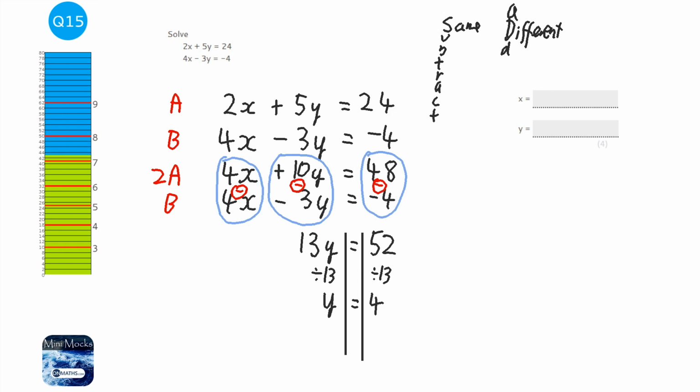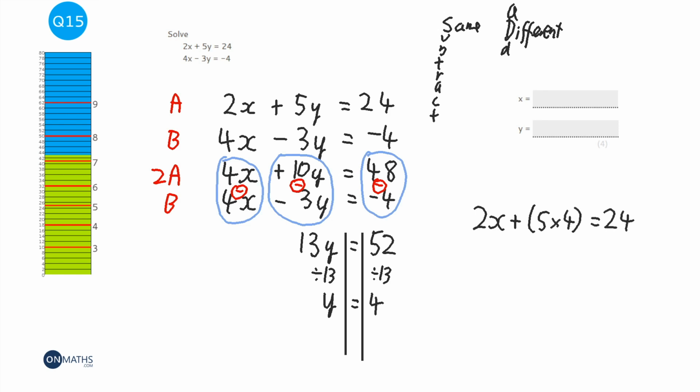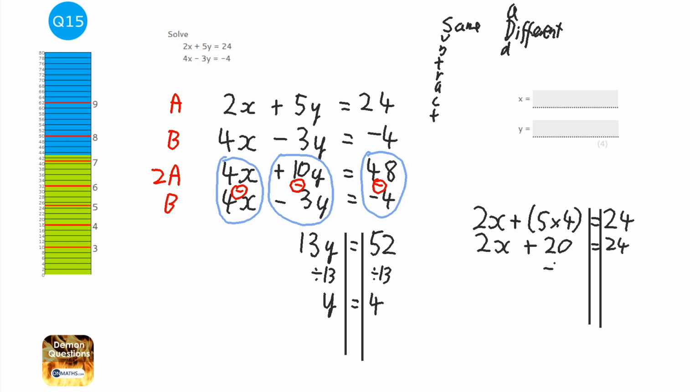Then I'm going to pick one of the equations from the question and I'm going to substitute the 4 in. I'm just going to pick the top one. So 2x plus 5 times 4, because we know that y is 4, equals 24. And again, put my lines in. So it's 2x plus 20 equals 24. Take away 20 from both sides. 2x equals 4. Divide both sides by 2.